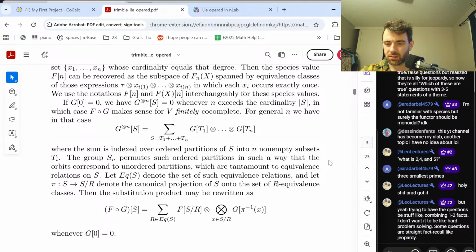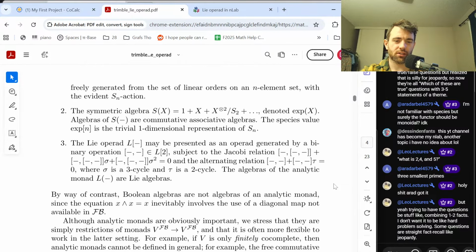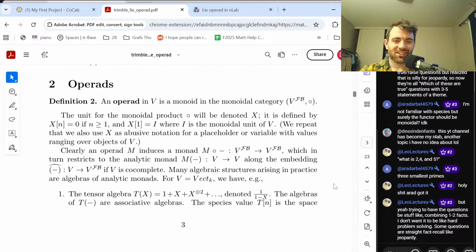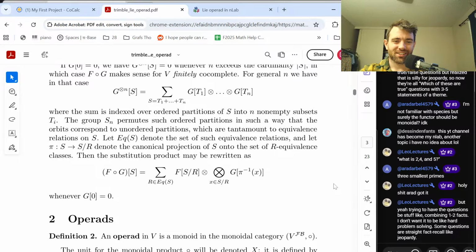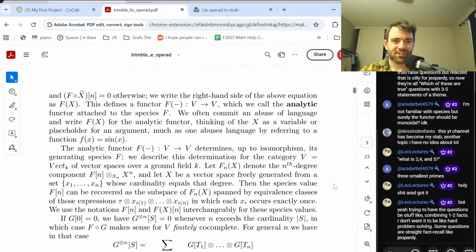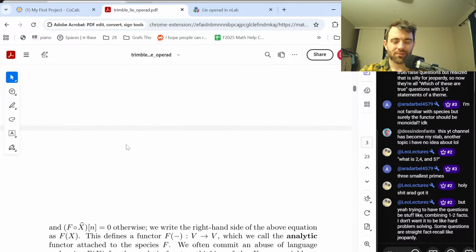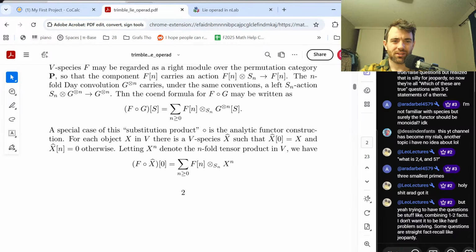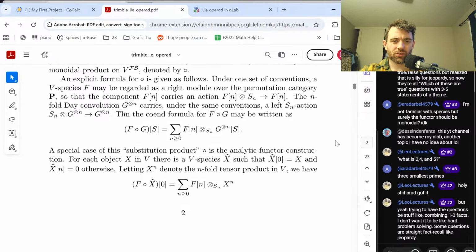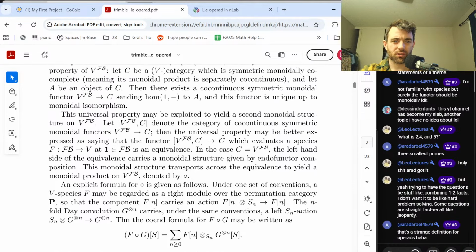Why does this seem like, I don't know? Is it just this complicated? I feel like it's too early. I don't want to read these details. Okay. A special case of this. Okay, I guess we got to read some of this.